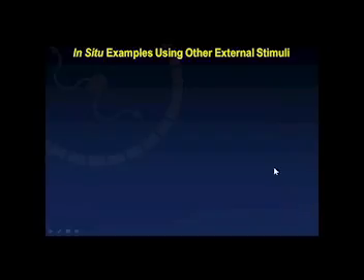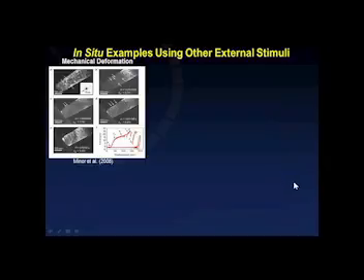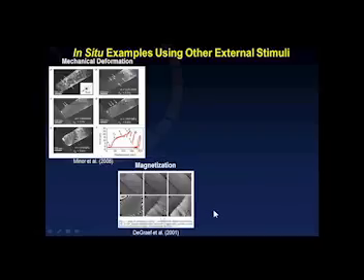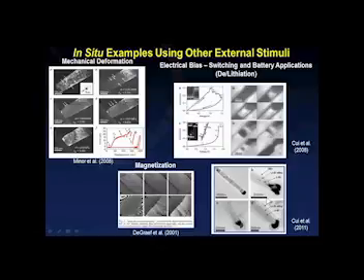So here are some other examples of in-situ experiments that have been performed using other stimuli. So the first example over here utilizes nano compression to measure the mechanical properties and observe microstructural evolution of nanoscale volumes simultaneously. The second example here shows how in-situ magnetization can lead to changes in domain walls in magnetic structures when you apply a change in magnetic stimulus. And this third example here shows how the application of an electrical bias can be used to study battery and phase change memory devices.